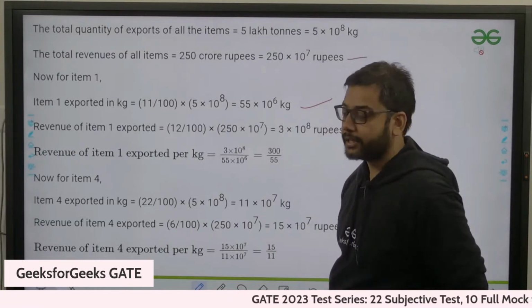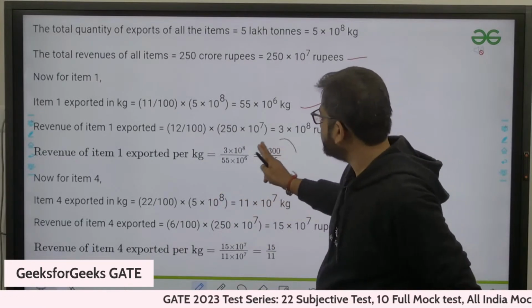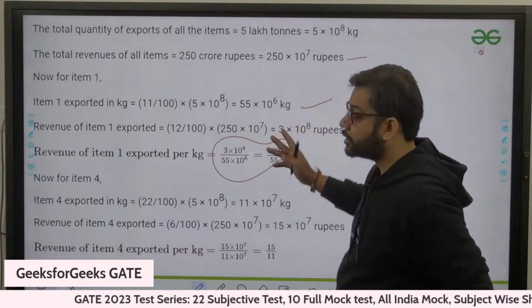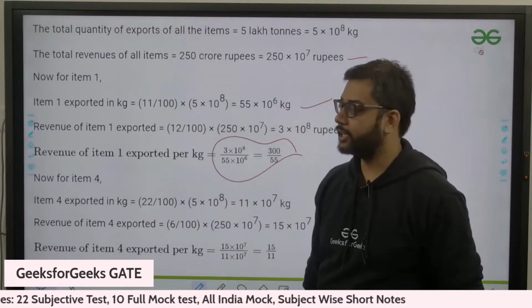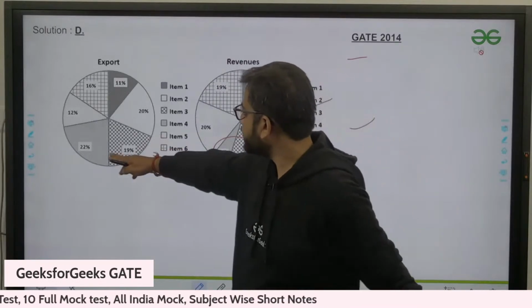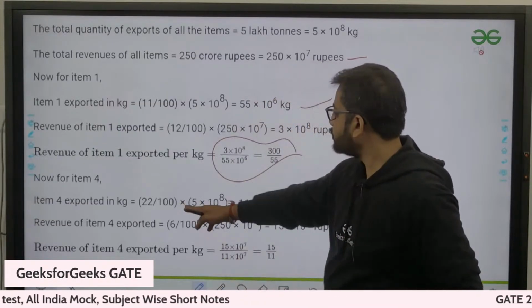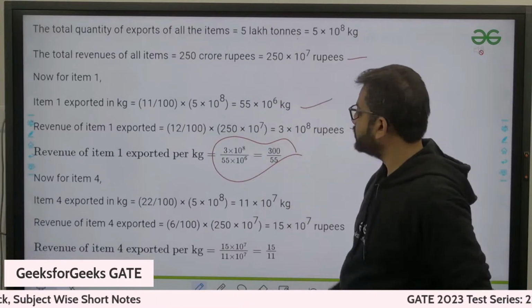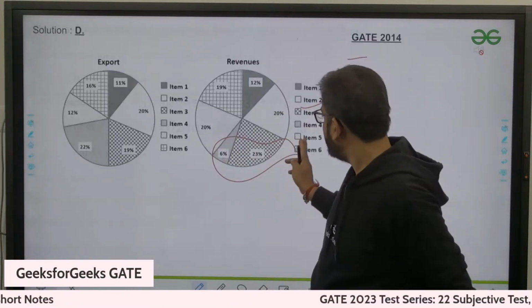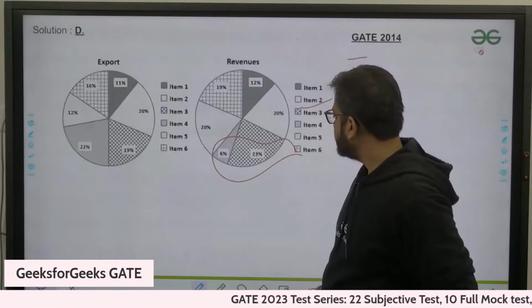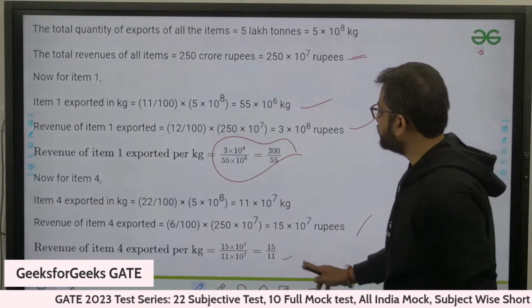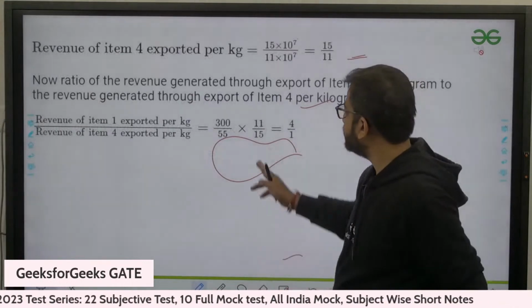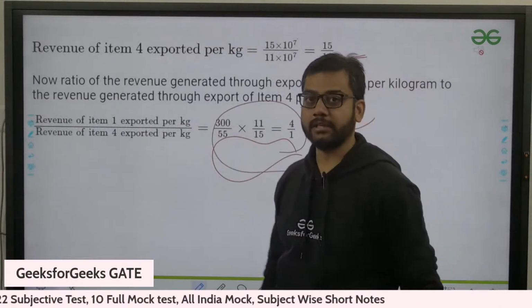The revenue is found. So for one exported item, this is a simple ratio. Do this and the ratio is found. Again repeat the same process for item 4. Item 4 is basically 22. So 22 into 100 multiplied by this amount, and item 4 is 6%. So 6 into 100 divided by this amount. Again this ratio is found. Multiply these two, and this ratio is our final answer.